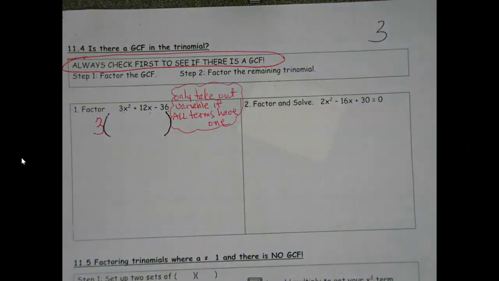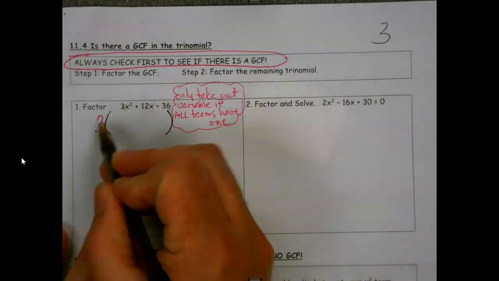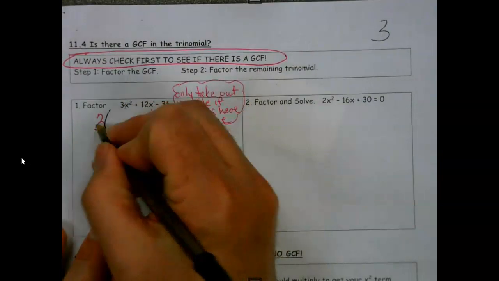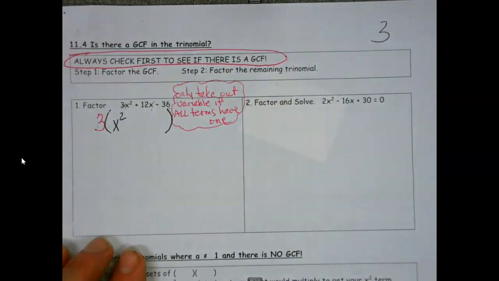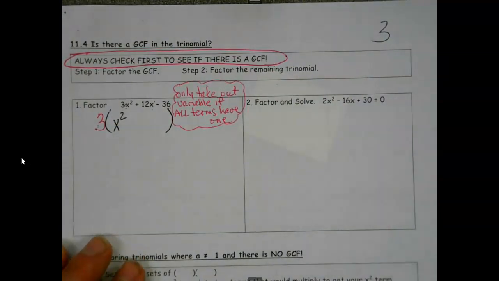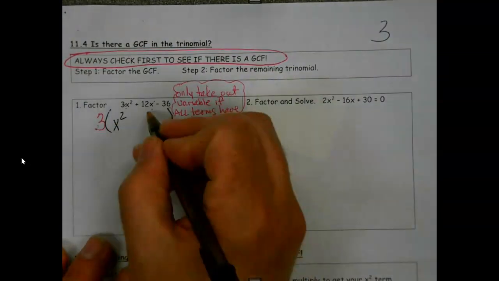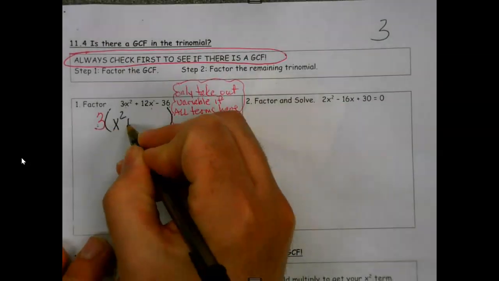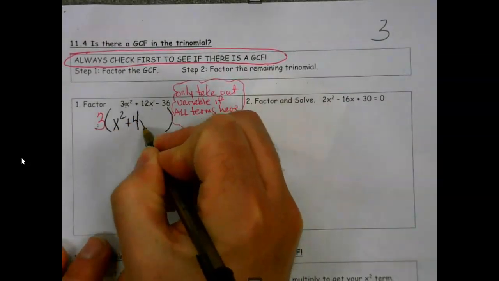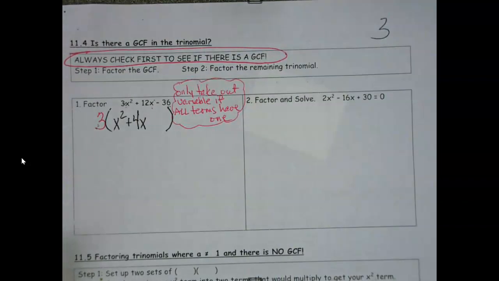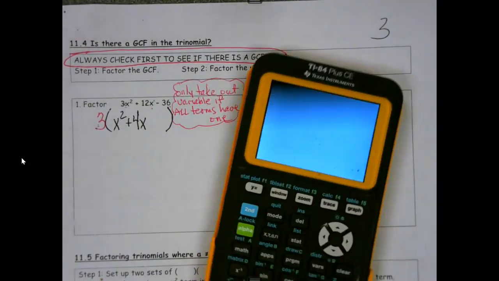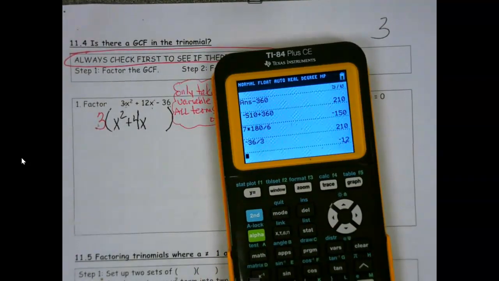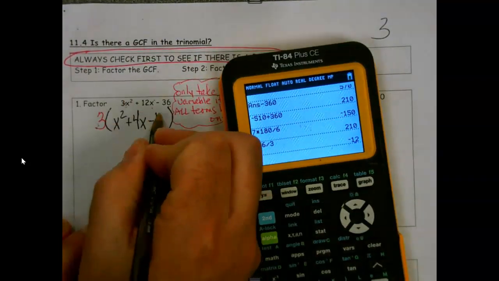My only job on the next step is to divide each of these by 3. So 3 divided by 3 is 1. If you want to put the 1 in front, you can, but we assume it's there, so we don't have to. 12 divided by 3 is 4. Leave the x. And then, again, watch signs. Negative 36 divided by 3 is minus 12.